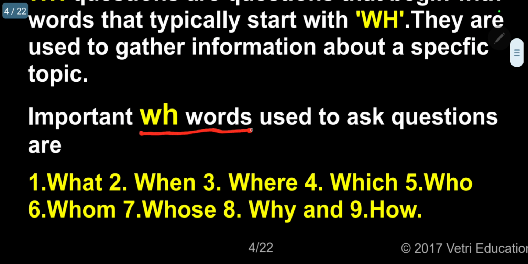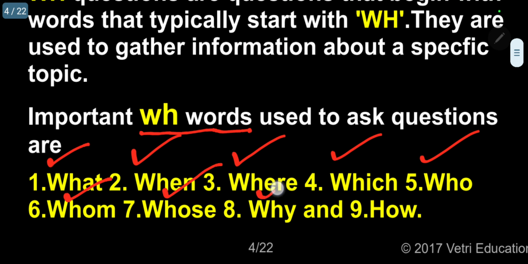WH words used to ask questions are: 1. What, 2. When, 3. Where, 4. Which, 5. Who, 6. Whom, 7. Whose, 8. Why, and 9. How. Among these nine, words 1 to 8 start with WH. In the ninth word, the W and the H are interchanged, keeping O at the center. That is how. Please follow.